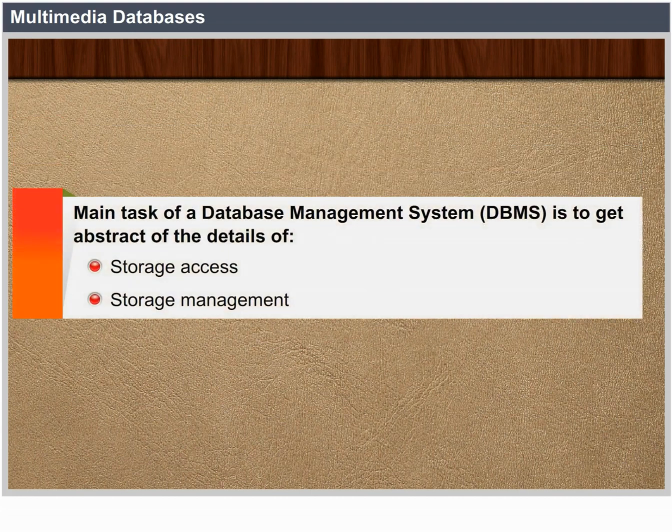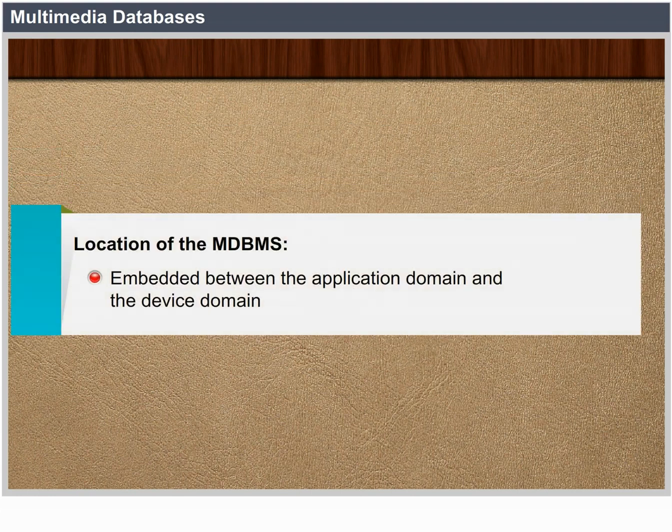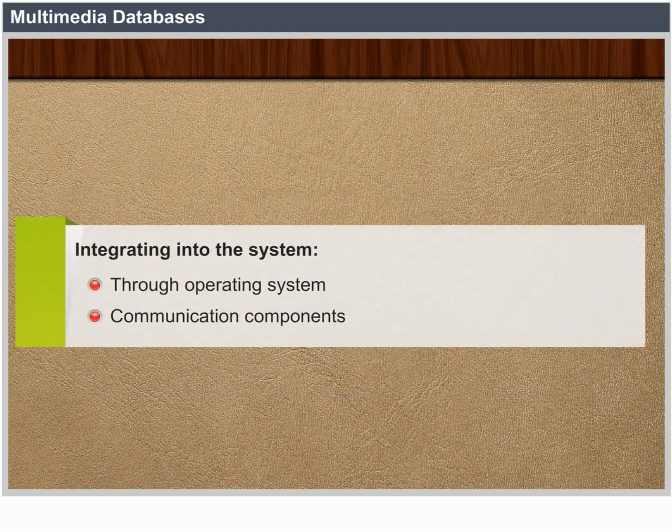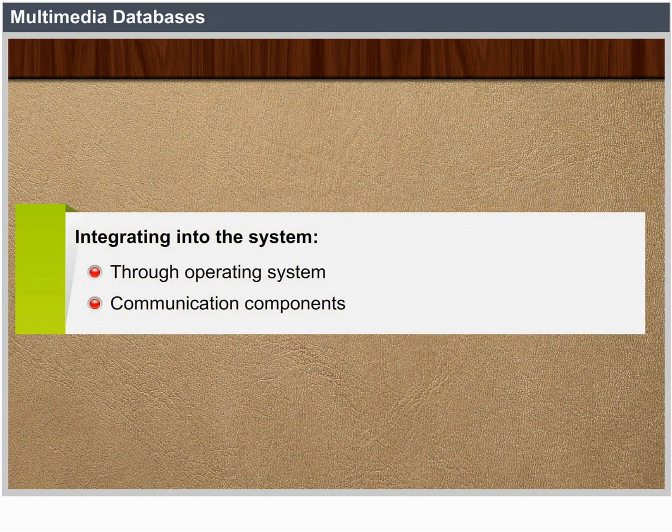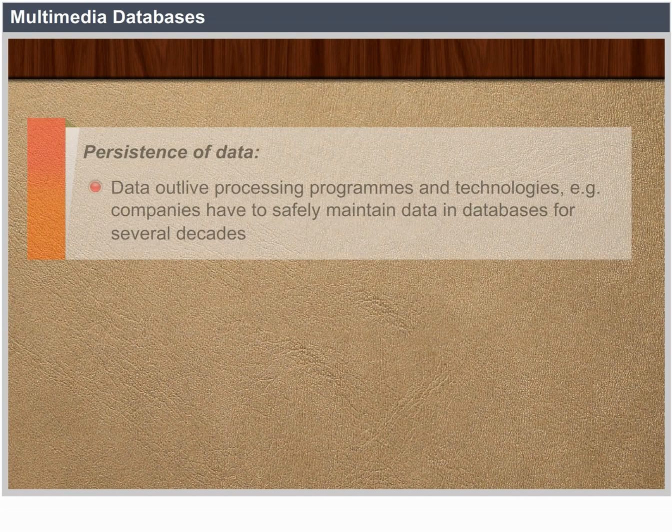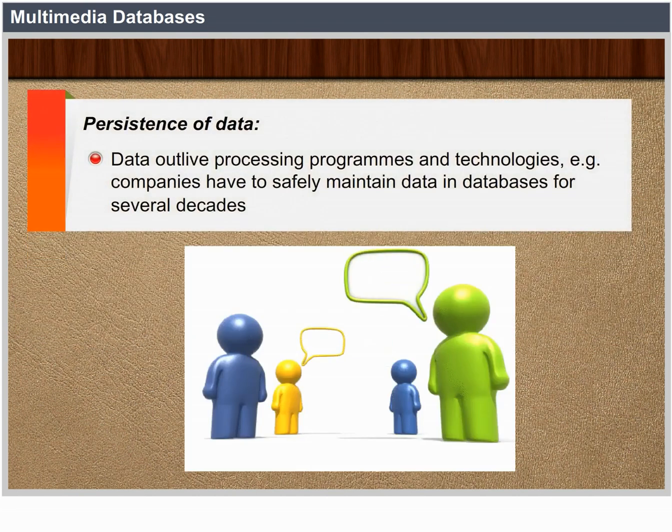The main task of a database management system, DBMS, is to abstract from the details of storage access, storage management, location of the MDBMS, embedded between the application domain and the device domain, integration into the system through operating system communication components. Persistence of data: data outlive processing programs and technologies. For example, companies have to keep data in databases for several decades.